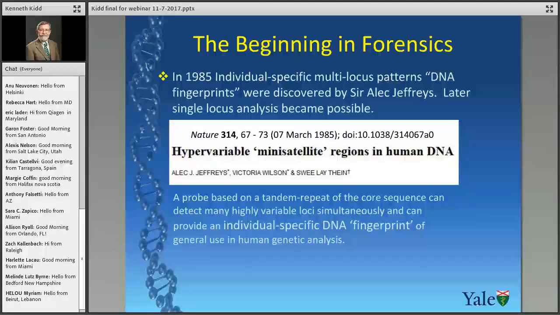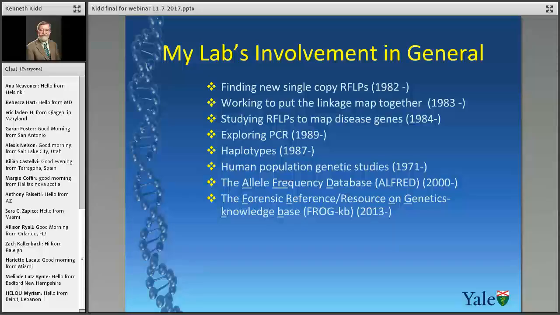In forensics, it was 1985 that Alec Jeffreys published his absolutely seminal paper that showed individual identification based on a tandem repeat core that could detect many highly variable loci, resulting in an individual-specific DNA fingerprint that was rapidly incorporated into forensics.